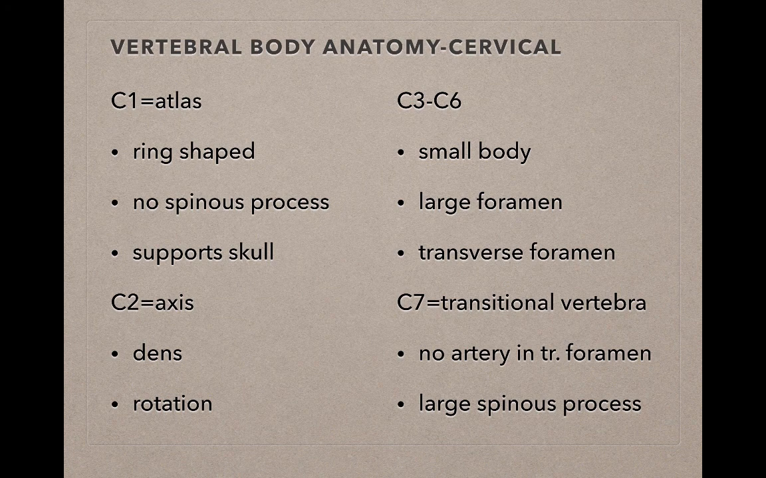C7 starts to become a transitional vertebra between the cervical spine and the thoracic spine. So you'll start to see some of the common characteristics that you would see at the thoracic spine while still showing some of the cervical spine. So this transitional vertebra also has a transverse foramen. However, there's no artery that travels through this. And this vertebra also has a very large spinous process that starts to follow the shape of the thoracic spinous processes.